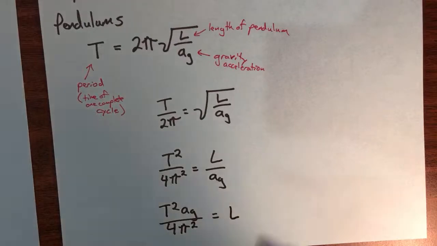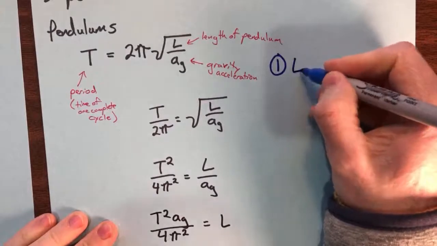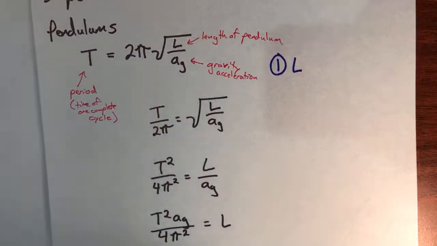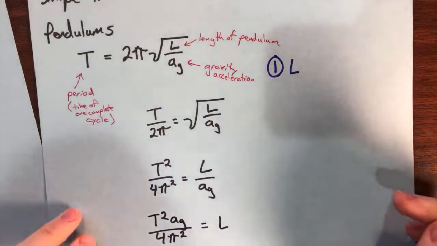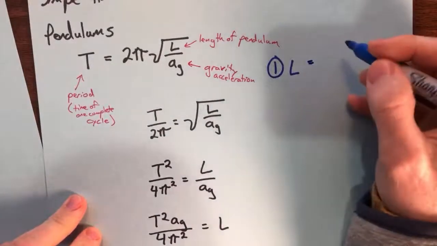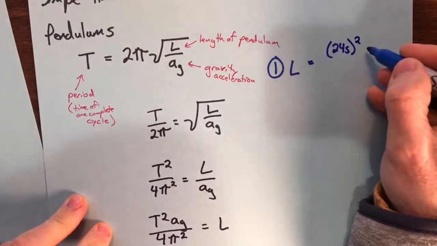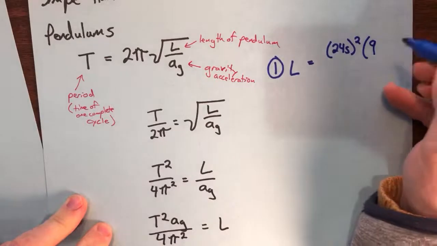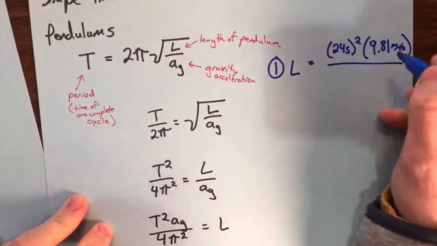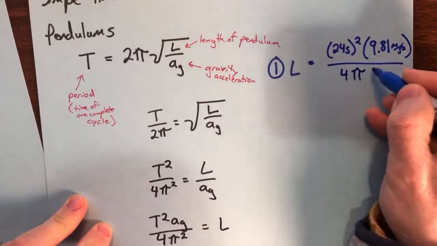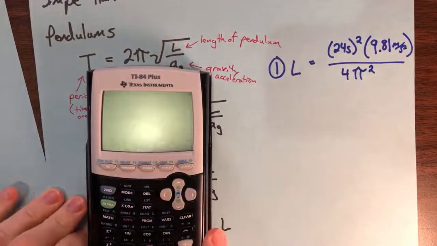For number 1, we have L equals t squared a g over 4 pi squared. In number 1, you have a time of 24 seconds, so that's going to be 24 seconds squared times a g. Everything here is on Earth, so it's 9.81 meters per second squared. And then this is all over 4 pi squared. We can just do the whole thing in your calculator. No need to do it stepwise.